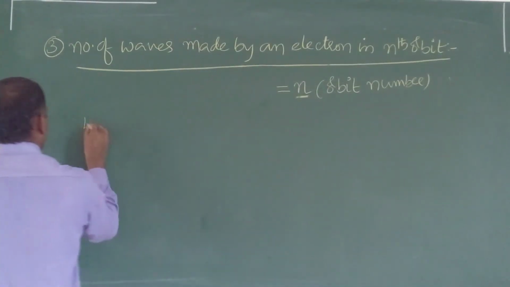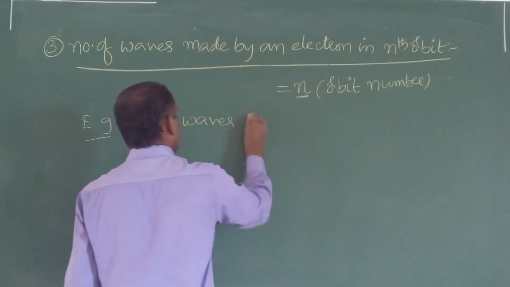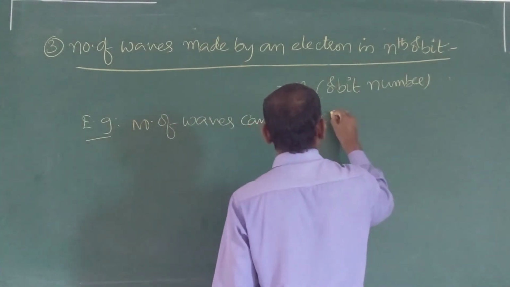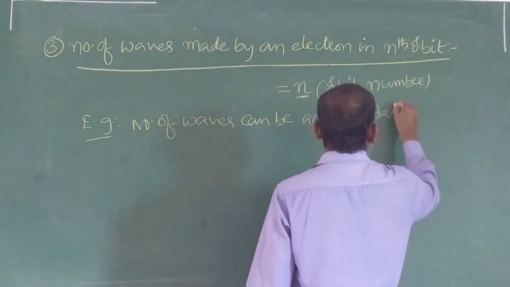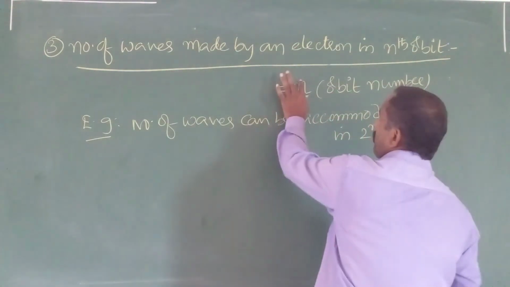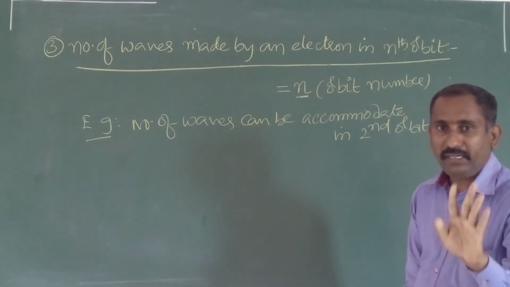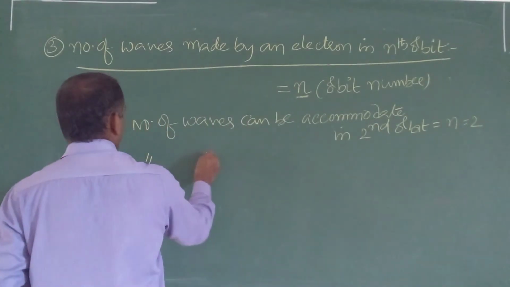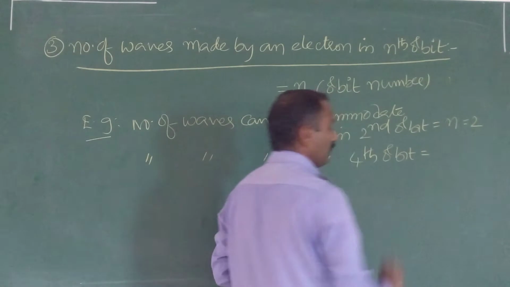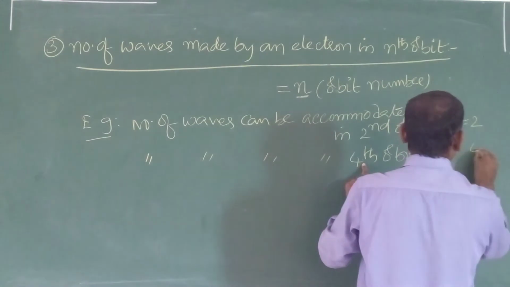Just for understanding purpose, here I am writing: number of waves that can be accommodated in second orbit. Our shortcut formula: number of waves that can be accommodated equal to n. n stands for orbit number. Therefore, 2 waves. In second orbit, 2 waves can be accommodated. Similarly, number of waves that can be accommodated in fourth orbit. Our shortcut formula, number of waves that can be accommodated equal to n. Here n stands for orbit number. Which orbit? Fourth orbit.